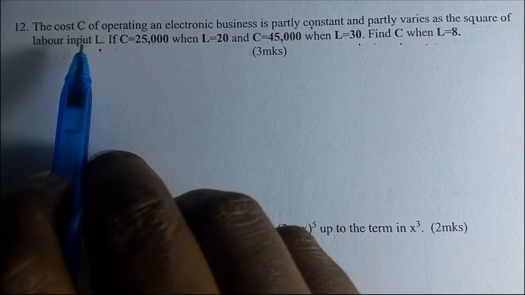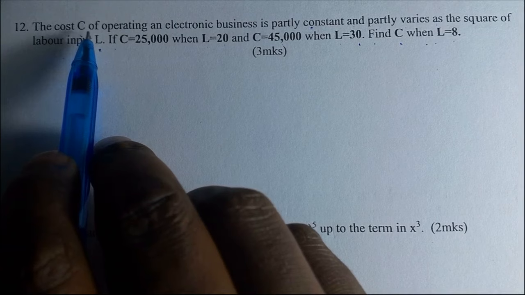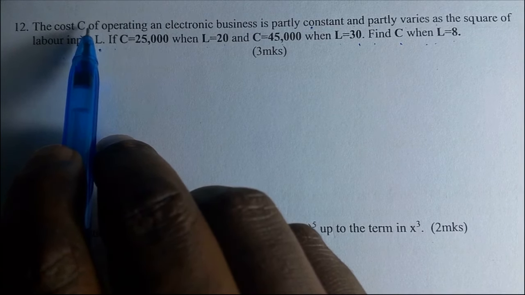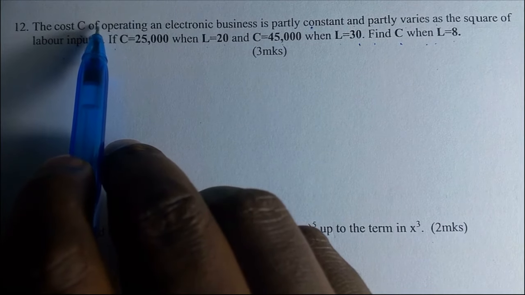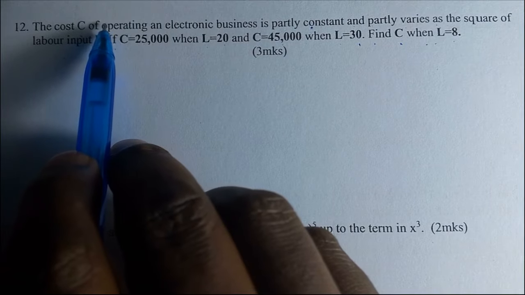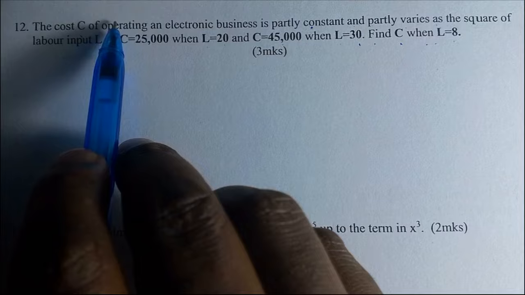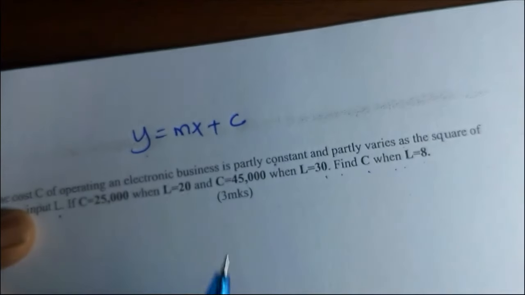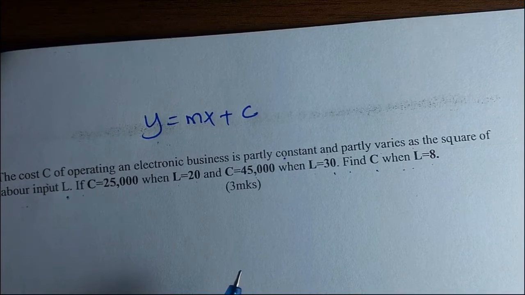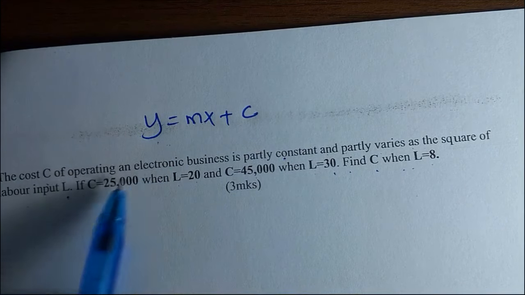we have three types of variations. We have partial variation, that is part 3, partial. We have direct, and we have the joint variation. So we have direct, inverse, joint variation, and the partial. Partial variation is always in the form of y is equal to mx plus c. That is for partial. So this one is partial because it is part 3 and part 3.